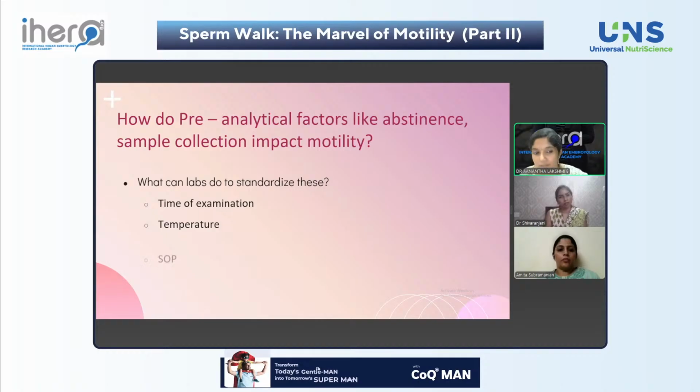Okay. So any SOPs you have, even for simple semen analysis, what are all the things to be included in your SOP to standardize this analysis or motility assessment?